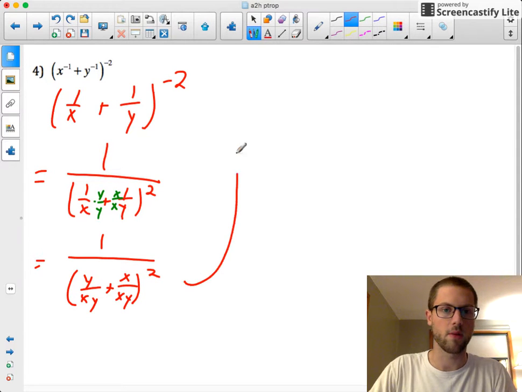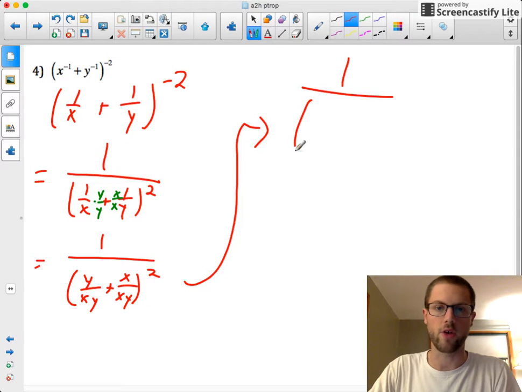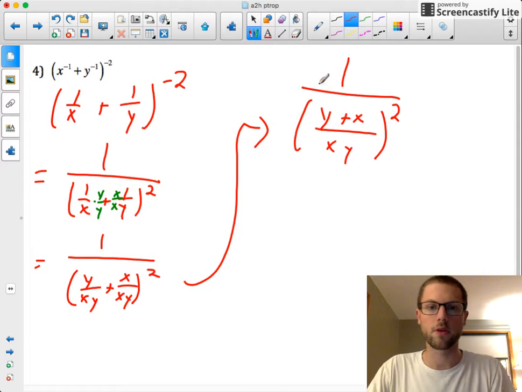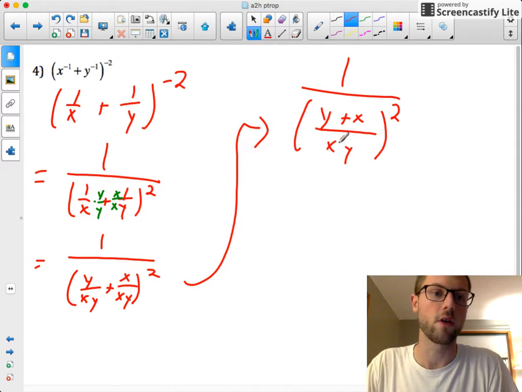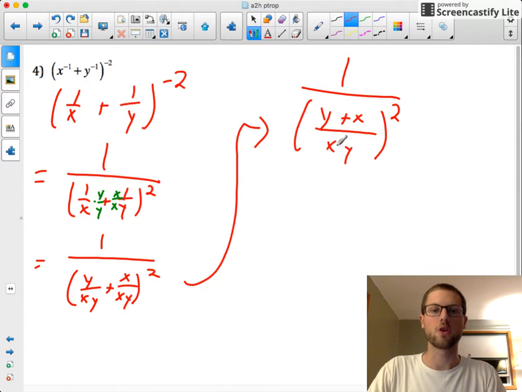I've got a common denominator, so I can add those fractions. So we have y plus x over xy, all of that to the second power. And now here's what I'm going to do. This is still a complex fraction that I don't really like. So what I can do is split this whole quantity up into a numerator squared and a denominator squared.